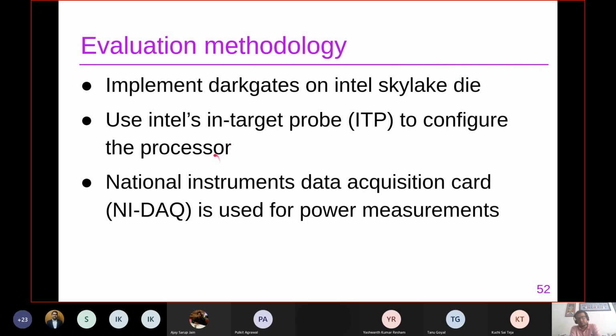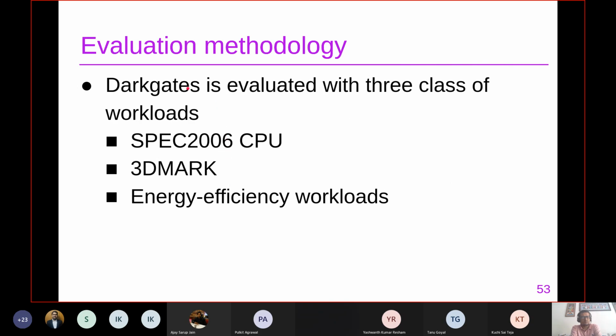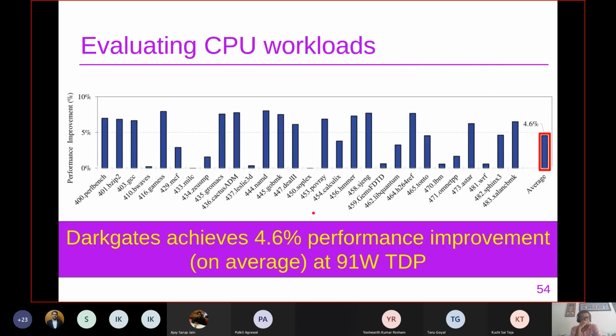Yes, absolutely. The National Instruments data acquisition card is being used for power measurements. This is a standard instrument, and so that's quite common. DarkGates is evaluated with three classes of workloads: the SPEC 2006 workloads, the 3DMark benchmarks that are graphics workloads, and some energy efficiency workloads, which I will talk about later.